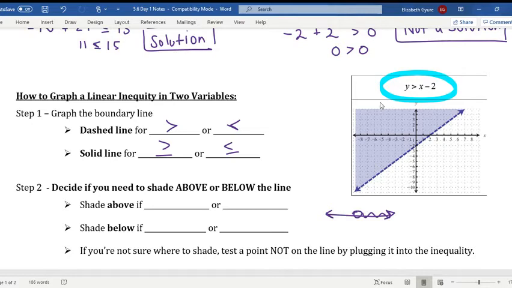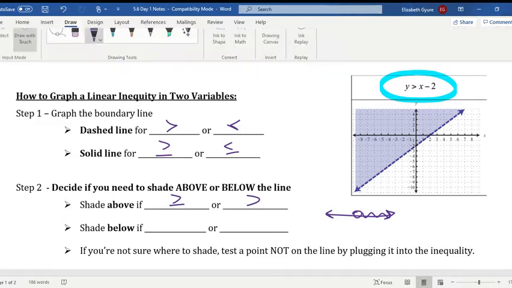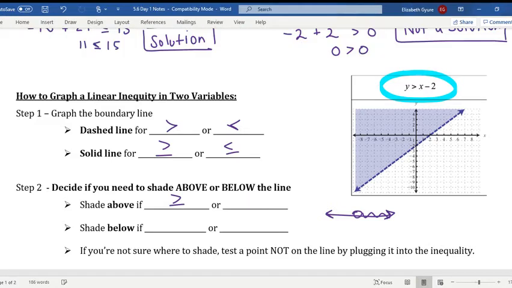We're going to either need to shade above the line we draw or below the line we draw. And that's, again, going to be based on the symbol. Think above sounds like more, right? If something's above it, it's more than it. So we're going to shade above if we use a greater than or a greater than or equal to symbol. Because think greater, more, above.